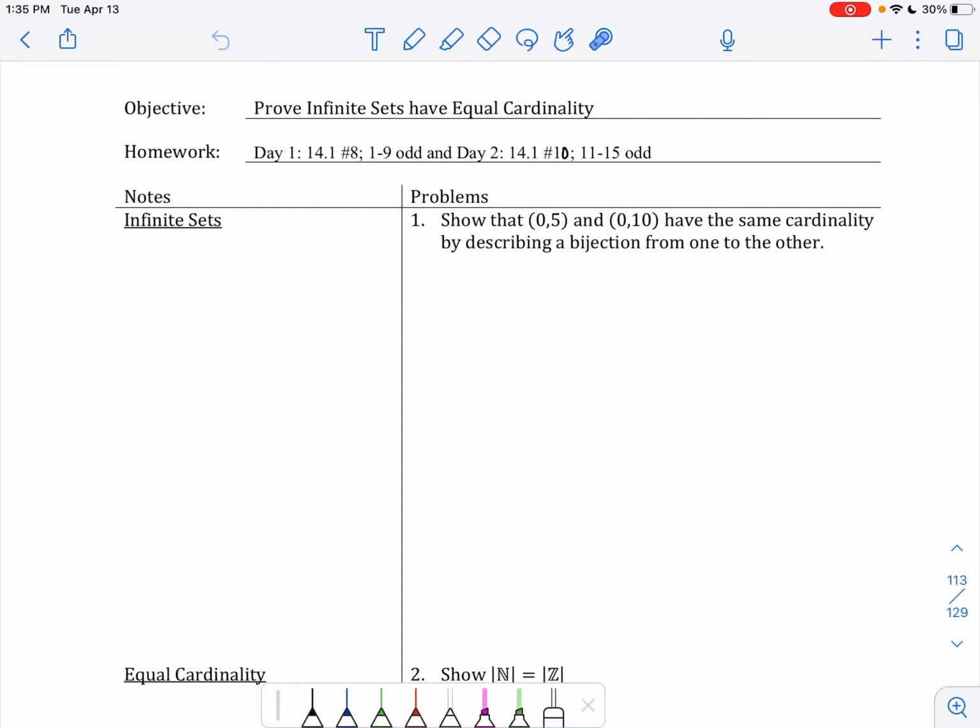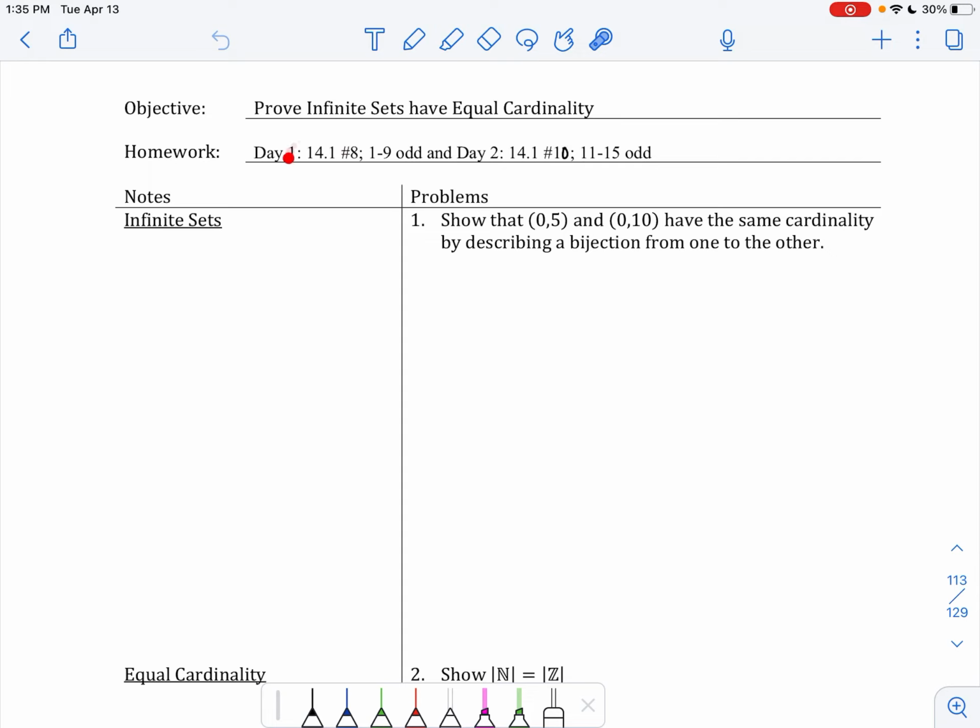Hey all, so we're going to be looking at proof infinite sets have equal cardinality. So we're going back into things with proofs now that we've gone through functions, and we're actually going to use a lot of those functions notes to start using these methods of proofs. So review those notes as you need to, especially proving injectivity and surjectivity.